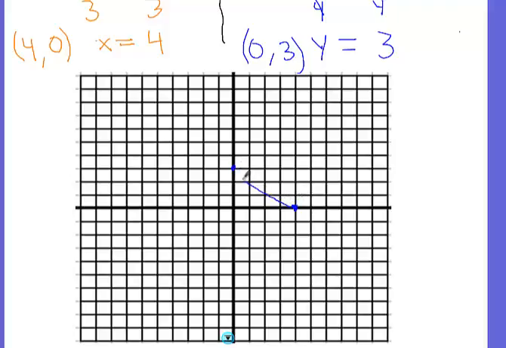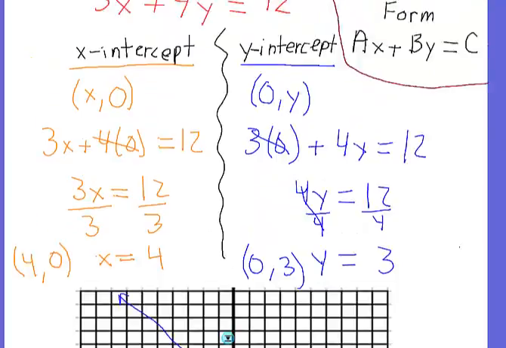Now in order to plot your line, it's not very straight. That's actually terrible. But you guys get the point. In order to graph an equation using standard form, find the x-intercept, find the y-intercept, plot them, and graph it. Okay? That's all you have to do.